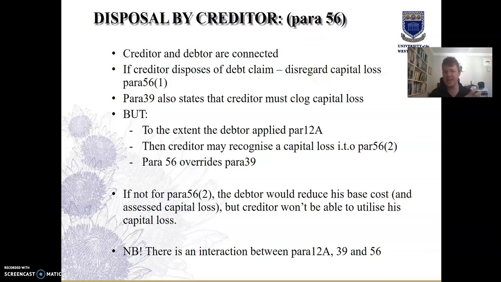So what this says is if the other side is applying 12A, you can then apply and claim this capital loss. This para 56 overrides anything that speaks about having to ignore capital losses between connected persons. So as long as one side applies the 12A, the other side can have the loss. But if the other side doesn't apply 12A, you then can't recognize the capital loss. There's definitely an interaction between paras 12A, 39, and 56. This is always going to be the nice technical marks. These are going to be the kind of marks that separate the average student from the top student, but it is something that I think you need to know, and it's definitely going to come into play when you get to GDA.